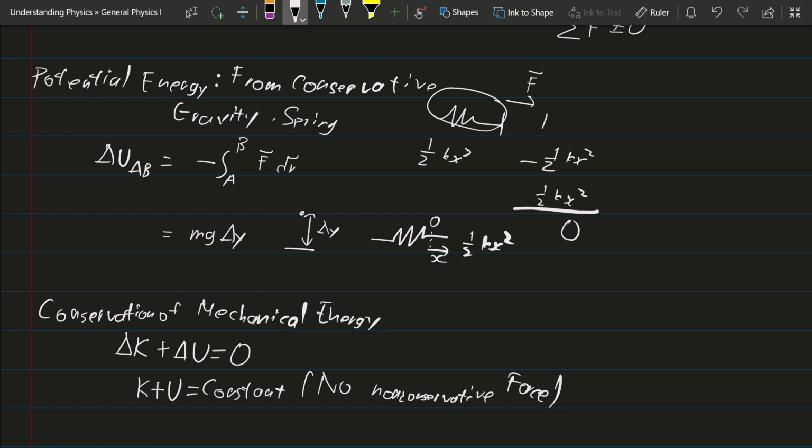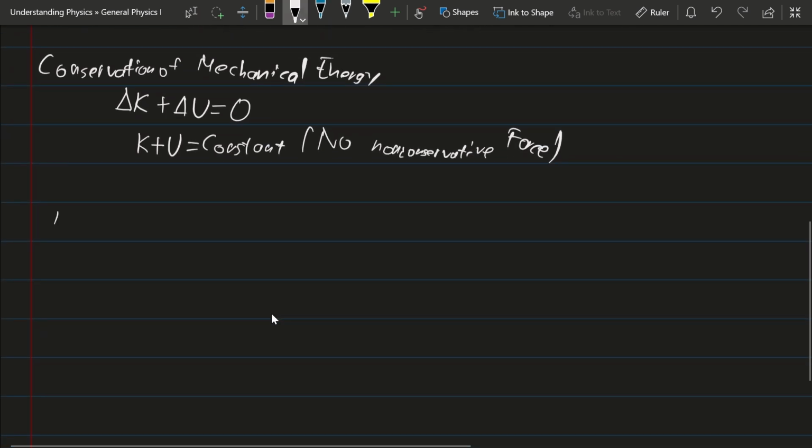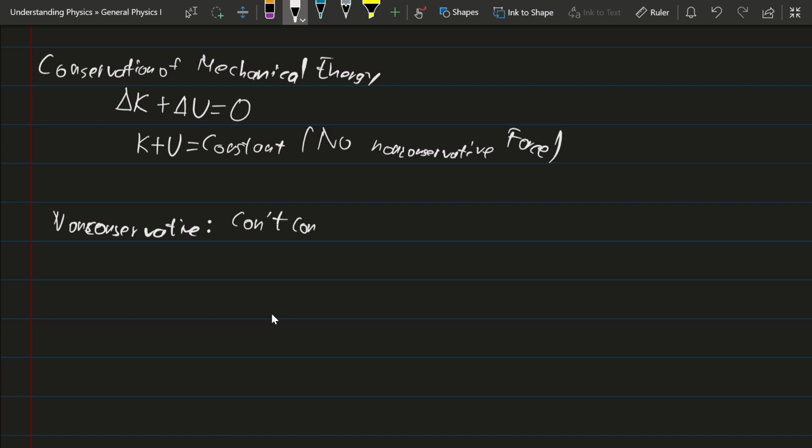So, what are the non-conservative forces? So basically, a non-conservative force will later relate with thermodynamics. But the way that I will discuss a non-conservative force is that you can't convert the energy into reusable work. It is harder for you to convert that back into energy that you can use.